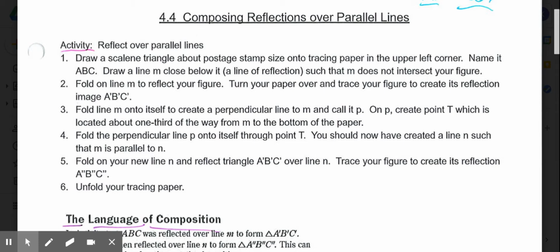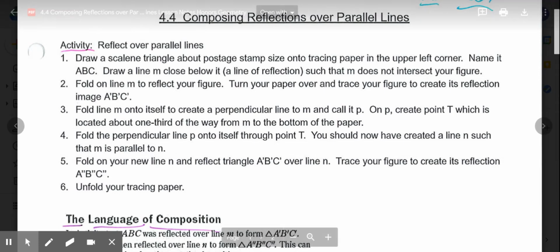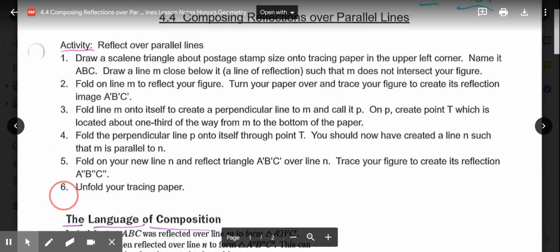So the first activity where it says reflect over parallel lines, numbers 1 through 6 here, what I'd advise for you to do is pause this video, take out a sheet of blank paper, and actually go through these 6 steps to help you visualize the rest of this lesson. So obviously with this being a video lesson, I digitally can't fold the paper for you. So I'm trusting that you'll pause the video, try these 6 steps on a sheet of paper.